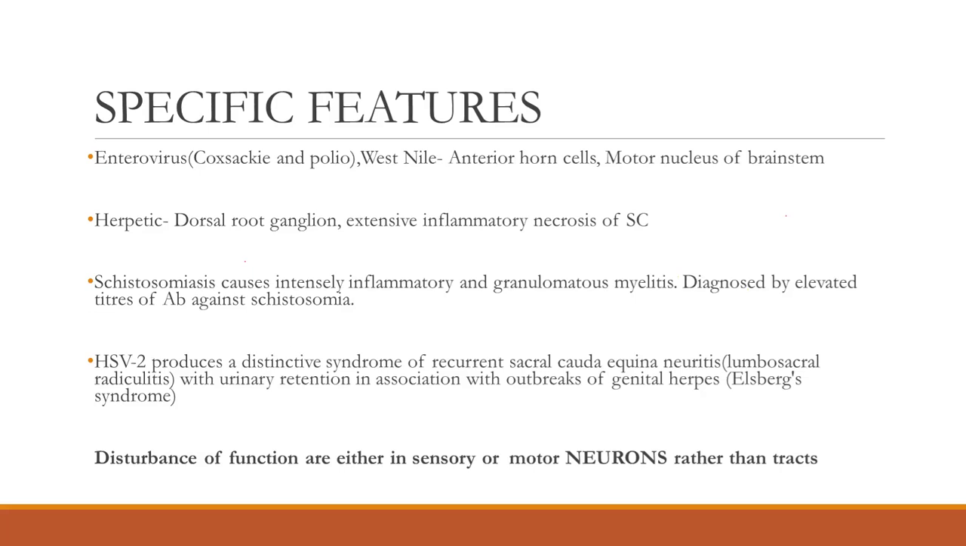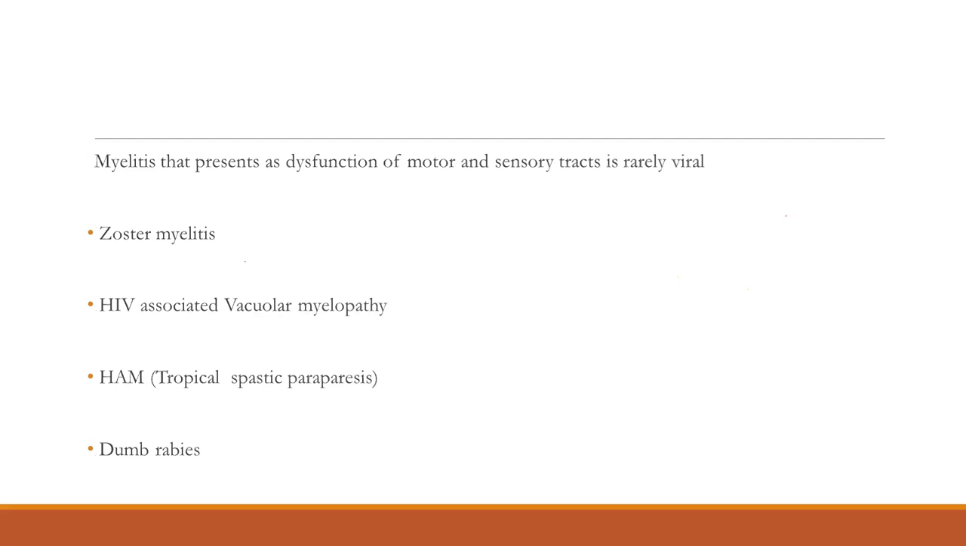So disturbance of function in either sensory or motor neurons rather than tracts is majorly seen in viral myelitis. Sometimes tracts are involved, which is most often seen in cases of HIV1 and HTLV1. Zoster also sometimes presents with cauda equina myelitis, and sometimes rabies, the dumb variant, can present with tract involvement.